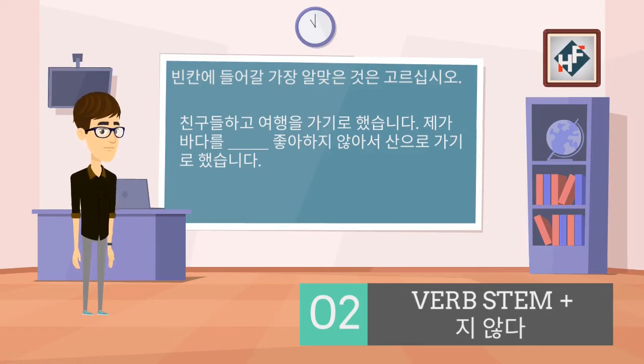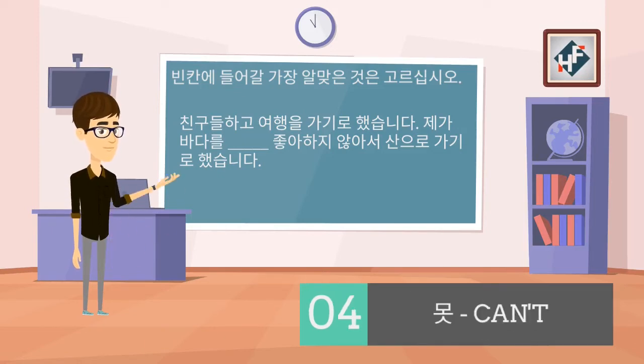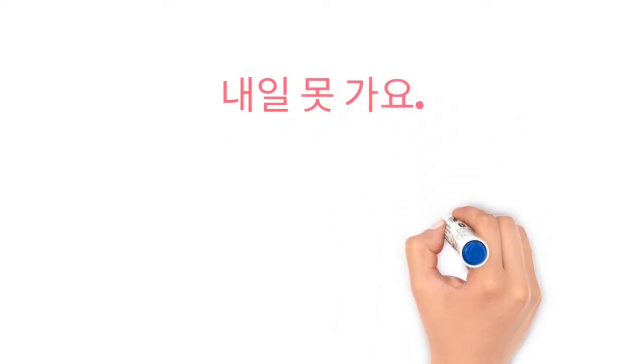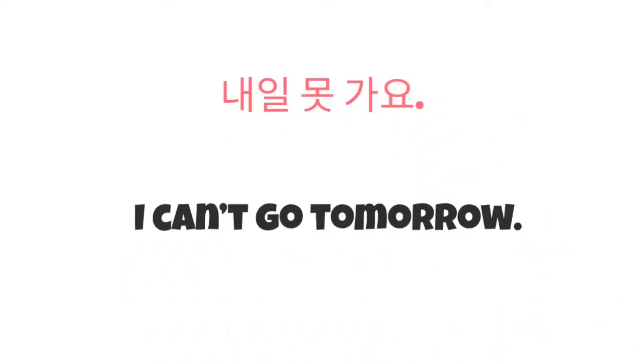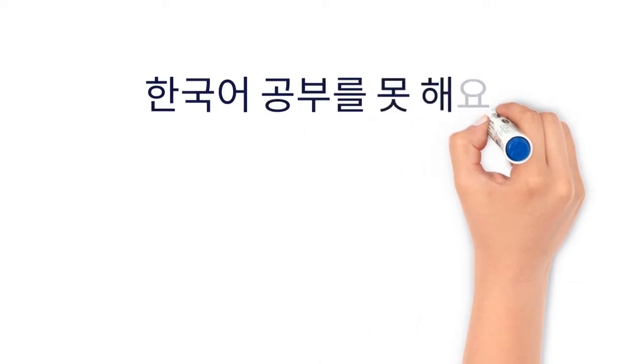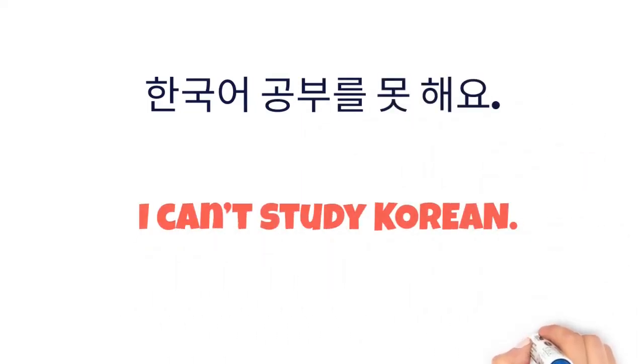Okay? And yung mut is just can't. For example, 내일 못 가요. I can't go tomorrow. Or 한국어 공부를 못 해요. I can't study Korean. Okay?